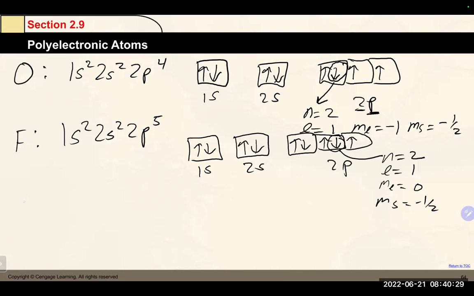Lastly, then, would be neon in this case. So neon would be 1s2, 2s2, 2p6, which is the last spot that we have available for us there in our p subshell.